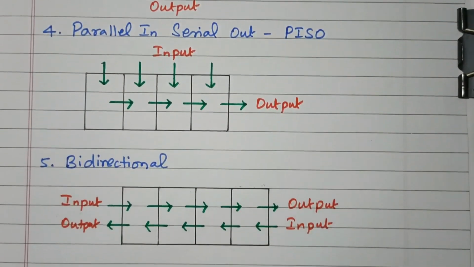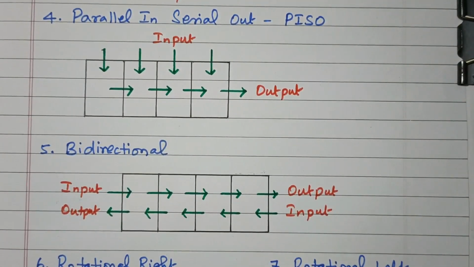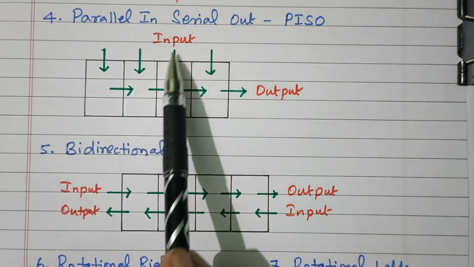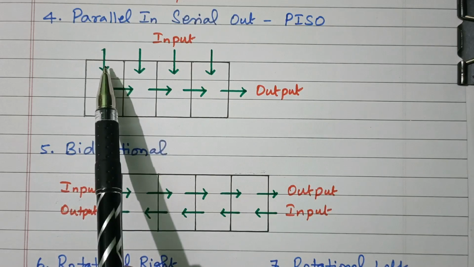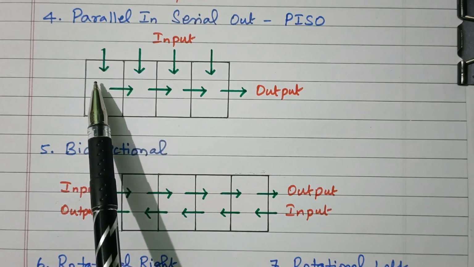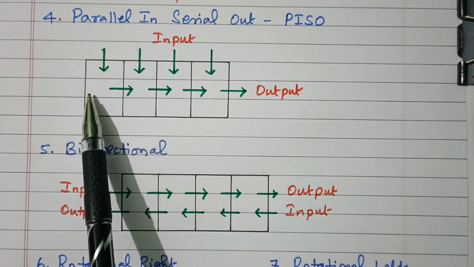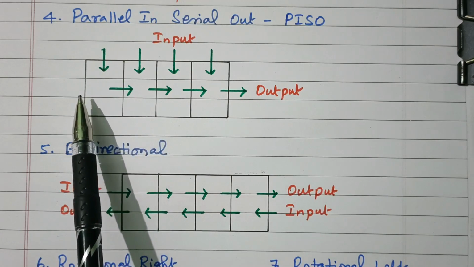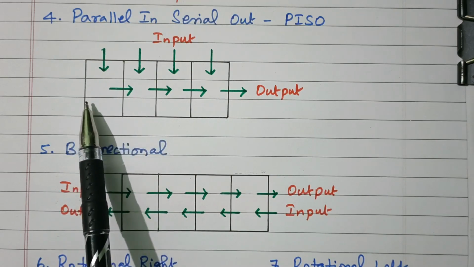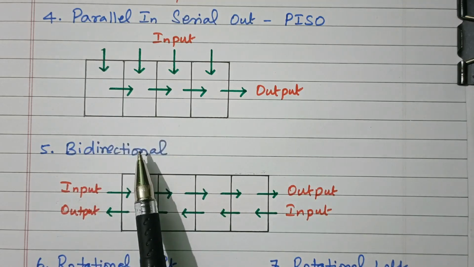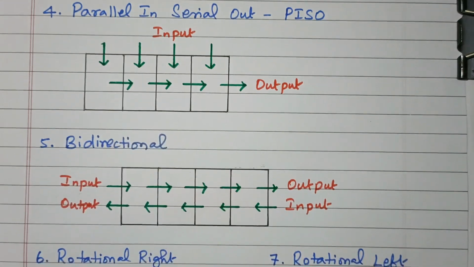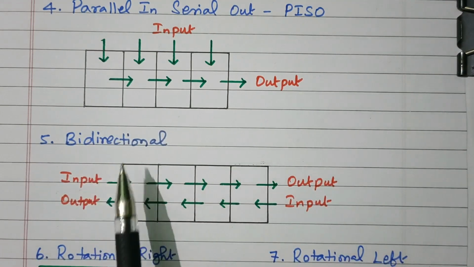The fourth type is parallel in, serial out. So data is loaded in parallel, but the data is taken out serially. According to our requirement, we can use any one of the types: serial in serial out, serial in parallel out, parallel in parallel out, or parallel in serial out. So these are the 4 basic types, and 2 more types are available.